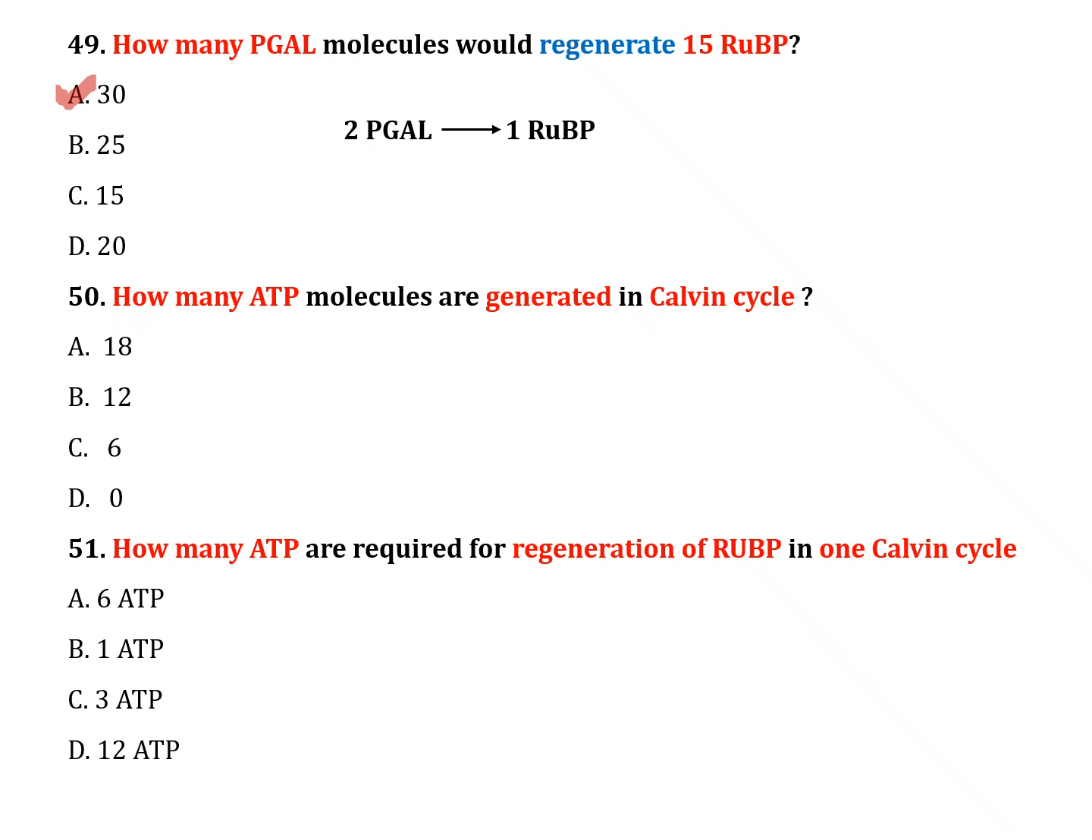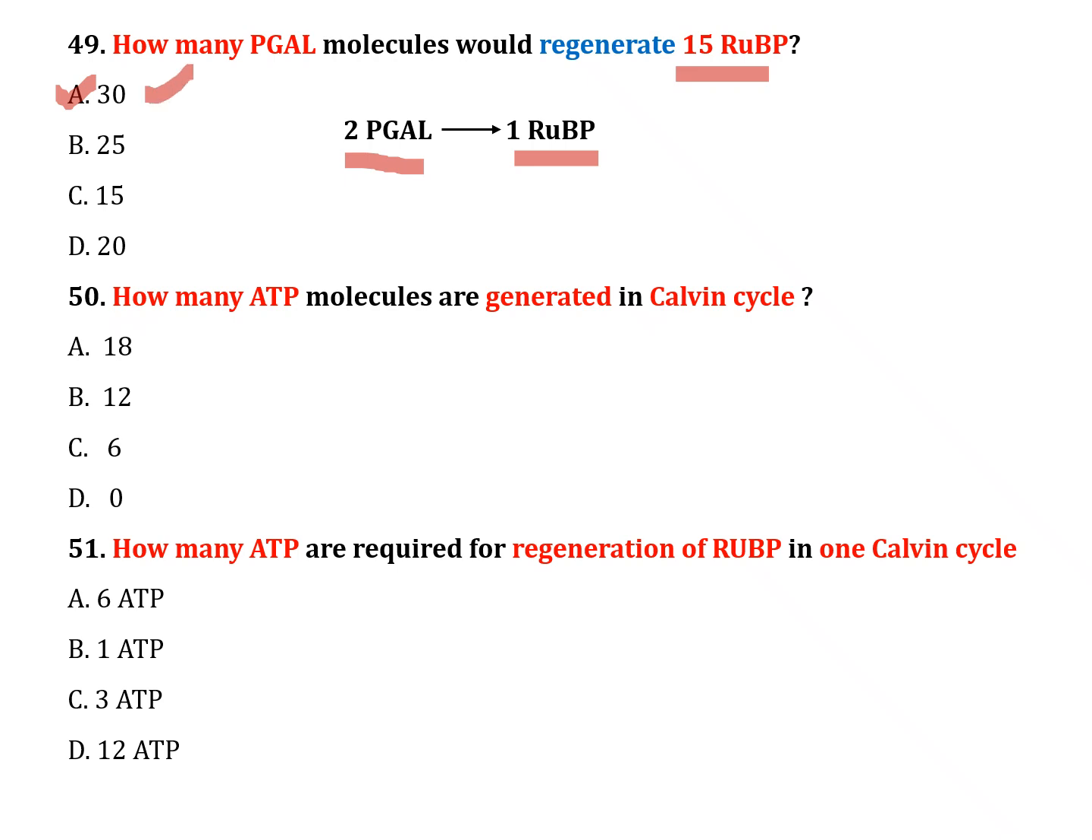For regeneration of 1 RuBP, 2 PGAL molecules are required. The question is, to regenerate 15 RuBP, how many PGAL are required? The answer is 30.